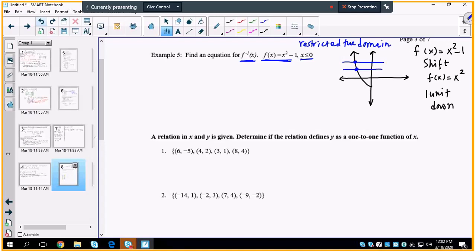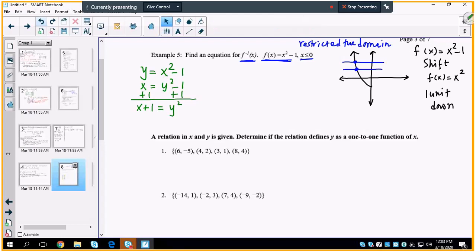So now the process is pretty simple. It's the algebraic process. You're going to look at your f(x) and replace f(x) by y. So y is x squared minus 1. Then you are interchanging variables. So x is y squared minus 1. You want to solve it for y, so add 1 on both sides. You get x plus 1 equal to y squared. Now I will solve it for y by taking the square root on both sides.